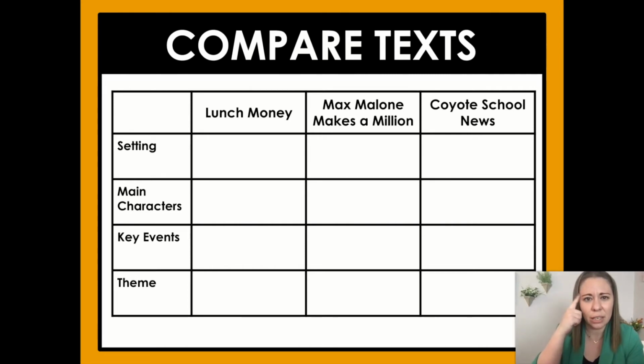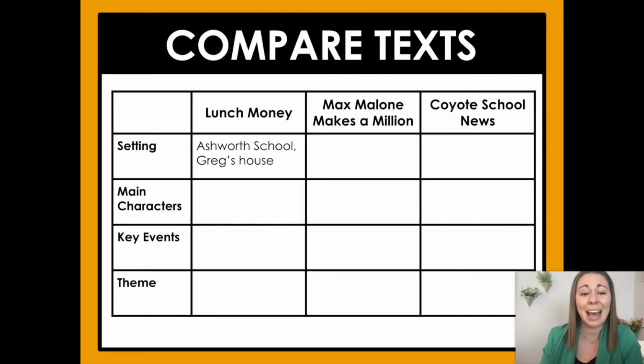Think time. Yes, the setting of Lunch Money was at Ashworth School and also at Greg's house. Most of the action took place in those two spots. All right, Max Malone Makes a Million. Where did that story take place?